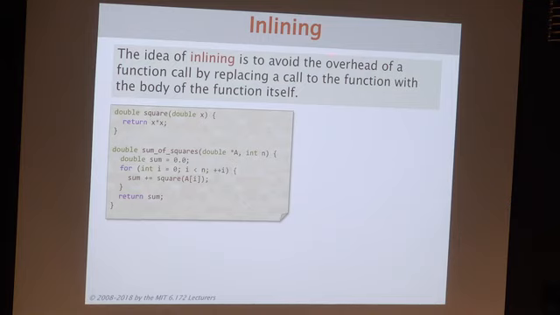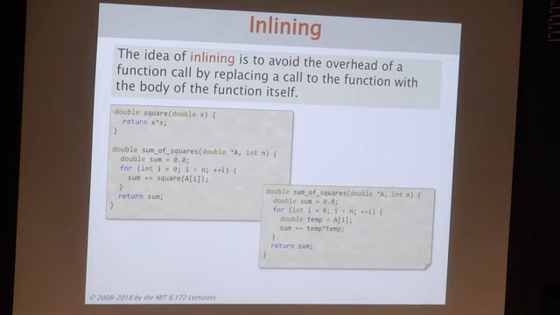But it turns out that there's actually some overhead to doing a function call. And the idea here is to just put the body of the function inside the function that's calling it. So instead of calling the square function, I'm just going to create a variable temp. And then I set sum equal to sum plus temp times temp. So now I don't have to do the additional function call.